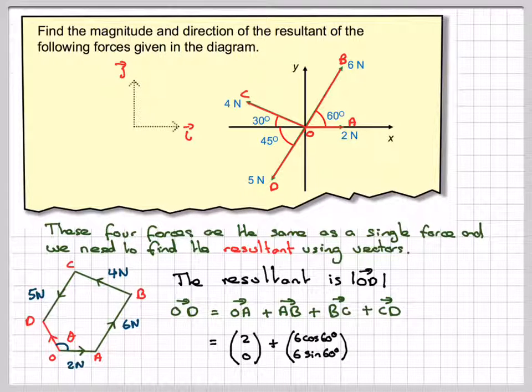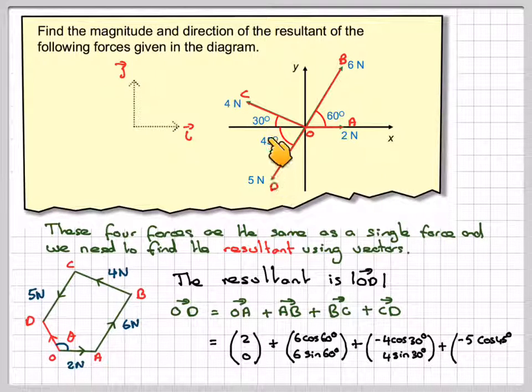So you need to know your trigonometry to do this. For this particular force here, this one will be minus 4 cos 30. It's minus because we're in the negative part of the axis, but this one here will be positive, so it's 4 sine 30. And for the last one, this one will be minus 5 cos 45, and this one will be minus 5 sine 45.